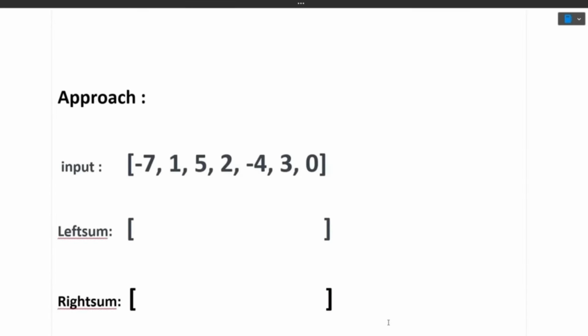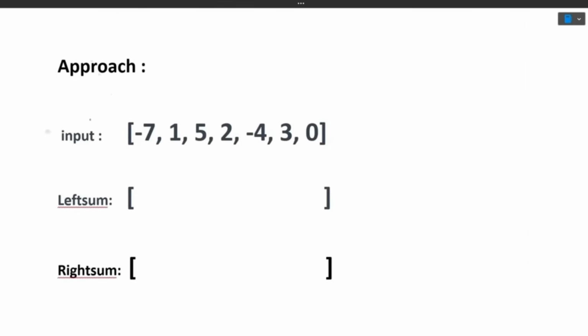Now let's see the approach of this question, how we will do it. This is our input array that is given to us: -7, 1, 5, 2, -4, 3, 0. We need to find the equilibrium index. And what is an equilibrium index? An equilibrium index is where the sum of the elements to the left of that index is equal to the sum of the elements to the right of that index. If that is the case, then it is an equilibrium index.